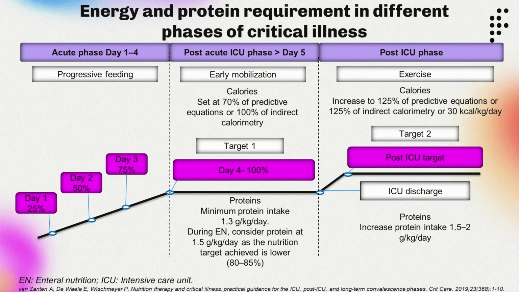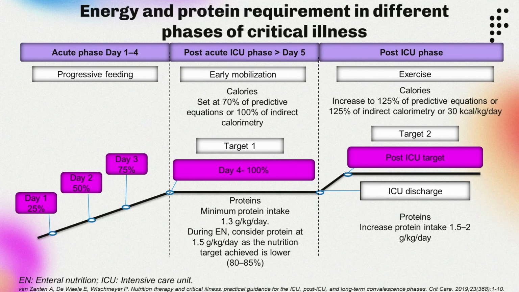weight per day. If we talk about energy and protein requirements in different phases of critical illness, in the acute phase of day 1 to 4, it is gradually increased from 25 to 75% from day 1 to day 3. In the early mobilization phase, when more than day 5 in ICU stay, the requirement is set at 70% of predictive equations or 100% of indirect calorimetry, and protein minimum requirement is 1.3 gram per kilogram per day in this phase. And during EN, consider protein at 1.5 gram per kilogram per day as the nutrition target achieved is lower. So, a little higher protein is required in this phase.